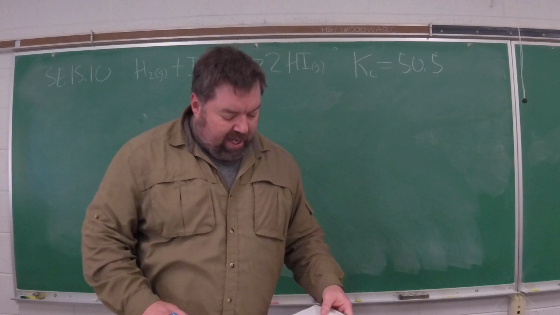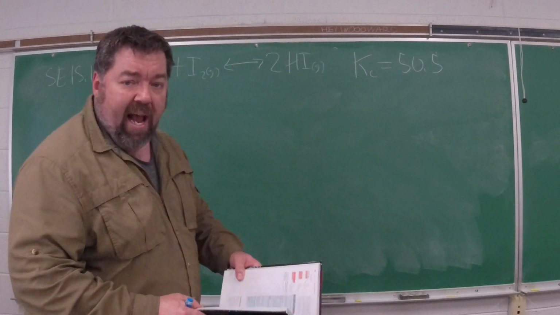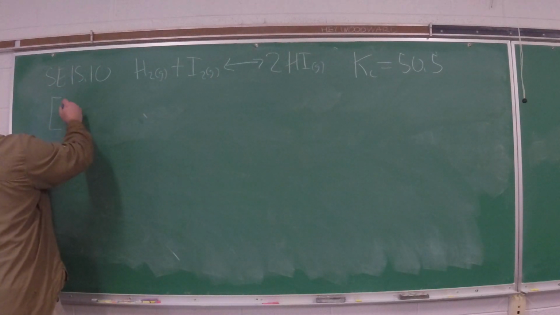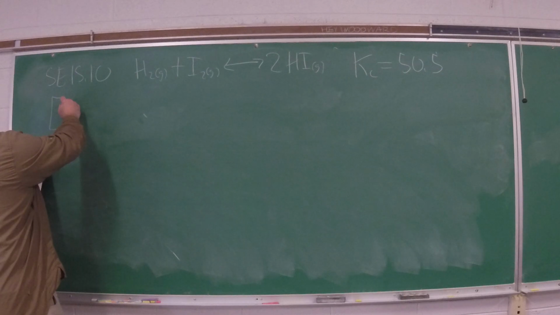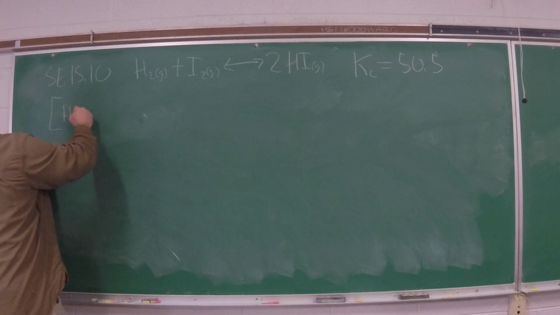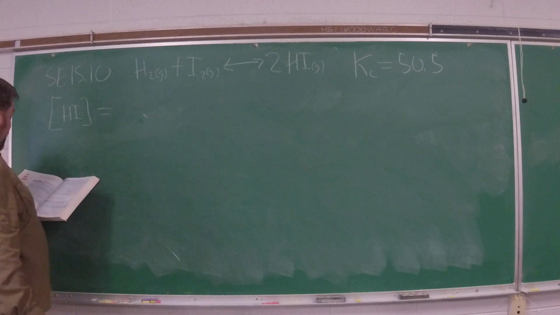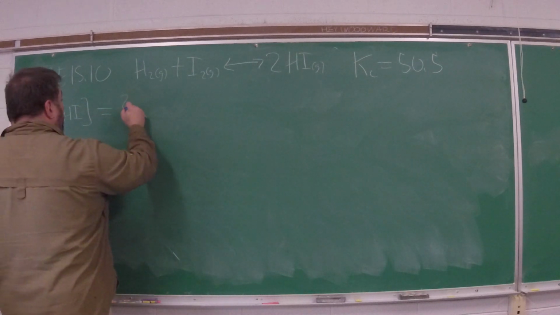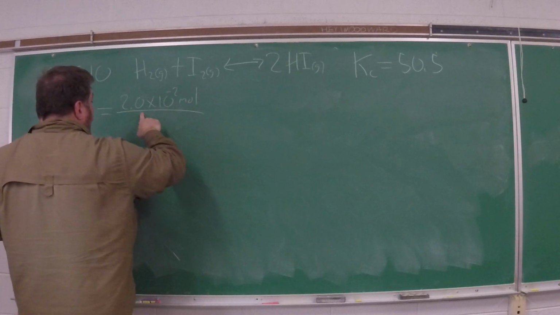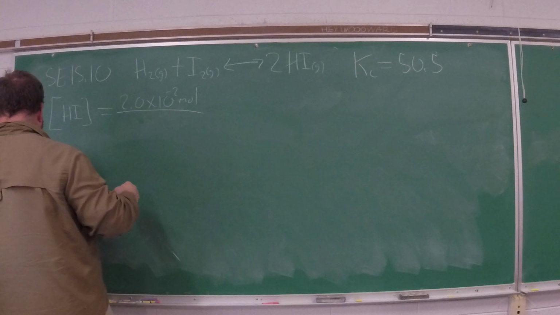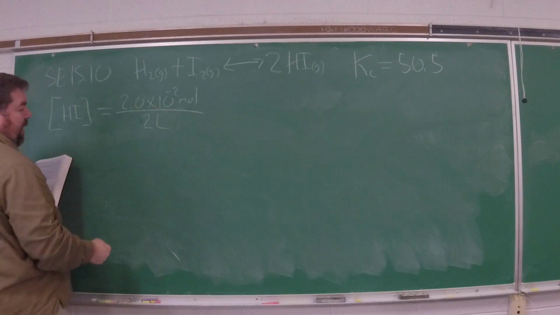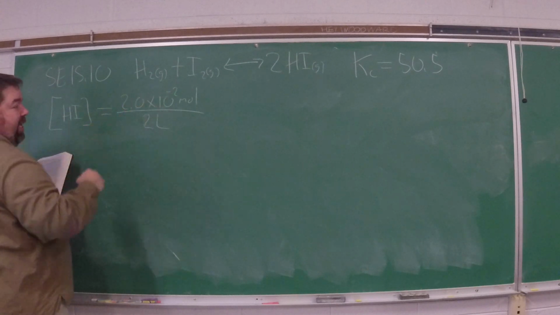So we're going to have to calculate the concentrations. So that's why it's a pain, right? But here's what we're going to do. Starting off, concentration of HI is going to equal the starting number of moles divided by our 2-liter container. And then that'll give us the molarity, right? Then we can use that to calculate Q, okay?